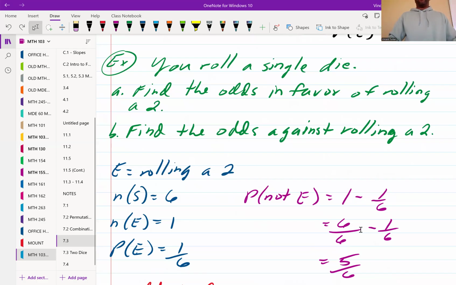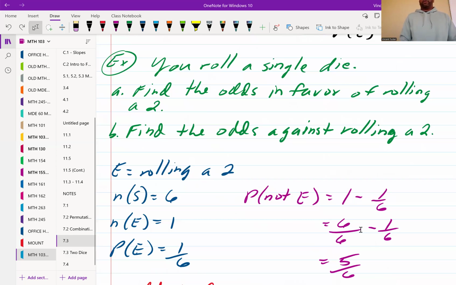All right. So the probability of not my event, or the probability of my event not occurring. We're going to talk more about complements in the next class or in the next section. I'm not sure why they did it in that order. Normally we talk about complements first before we go into odds. But this is a new book, so that's how they have it structured.